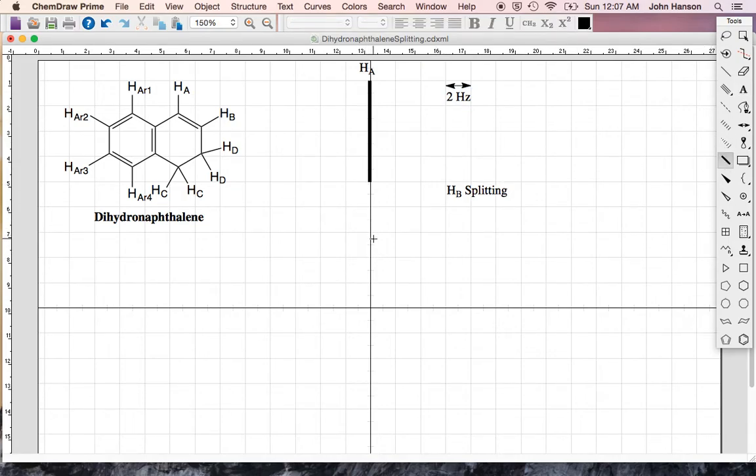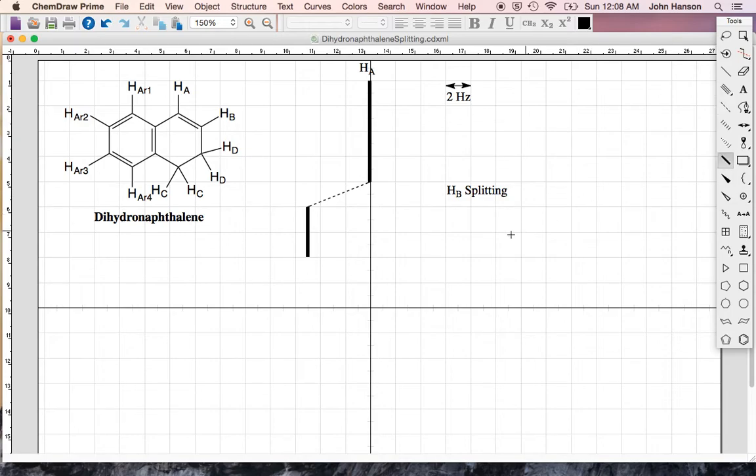So if I want to go over from this position 5 hertz, there's 2, 4, 5, and now I'm going to draw my peak right there. That's showing that this peak has been split to that peak. Notice I started off with this being 4 units high, and now I have it 2 units high, because when I split it, half of the intensity goes this way, and the other half goes the other direction.